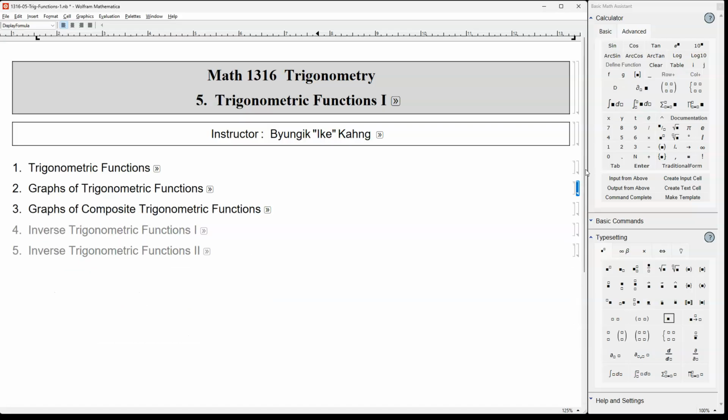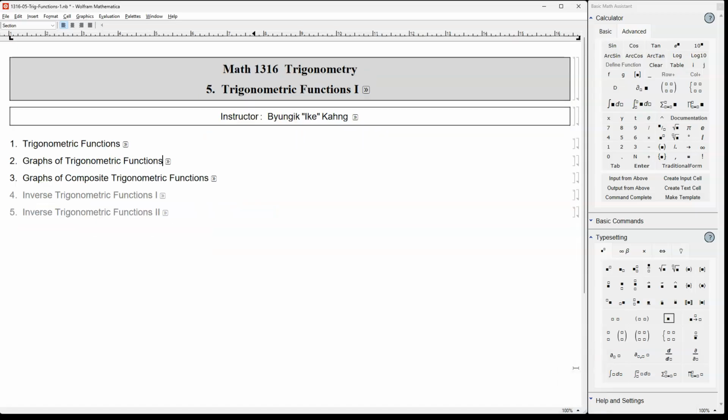As for some further properties and trig identities, we'll have to come back and discuss those in lesson 9. And as for the basic shapes of graphs, I guess that's it.